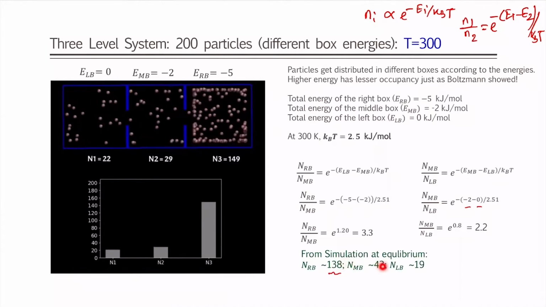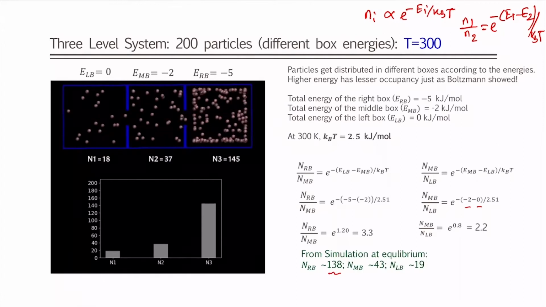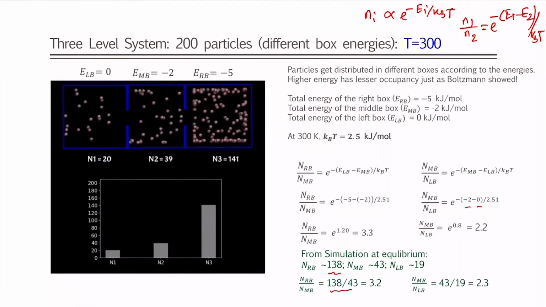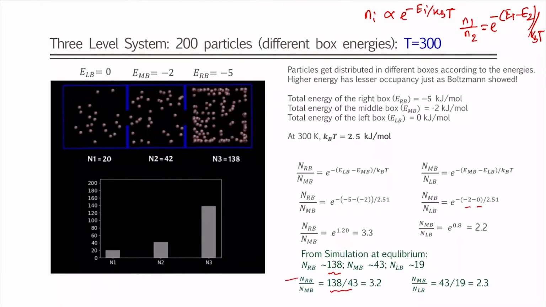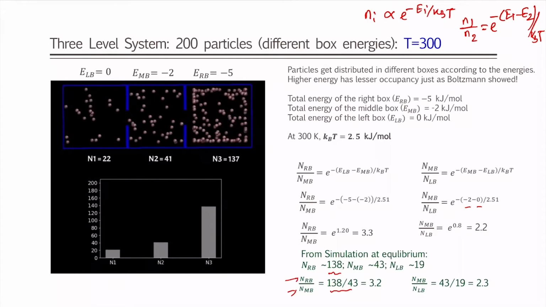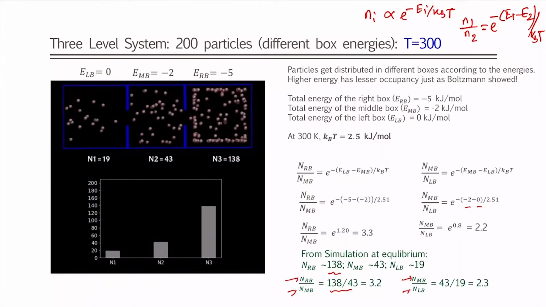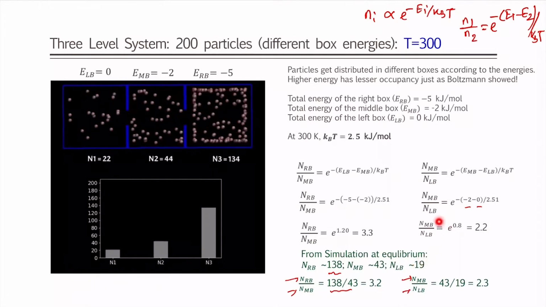Now, let us compare with the equilibrium values of the simulations. At equilibrium, which is calculated by averaging over 3 nanosecond simulations at the end of the equilibration period of the simulation, we are not going to go into detail of that, but we have taken care. The average number is coming out to be 138 for the right box, 43 for the middle box, and 19 for the left box.